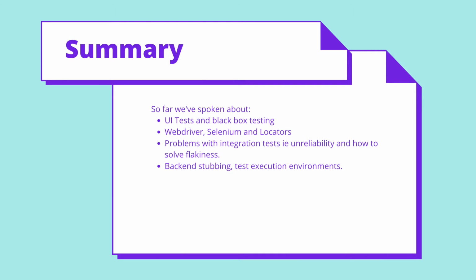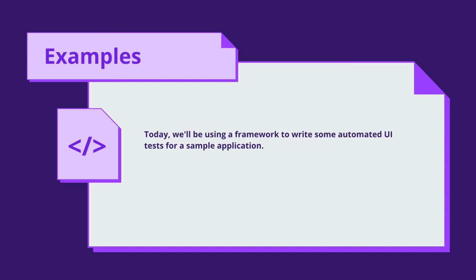Okay, so far we've spoken about UI testing and black box testing. We've had a look at Selenium and WebDriver, talked about our integration test flakiness, and spoken about ways that we can solve it via performance, backend stubbing, and so on. Now we're going to move on to some practical examples. And again, if you're looking for a break, now would be a good time.